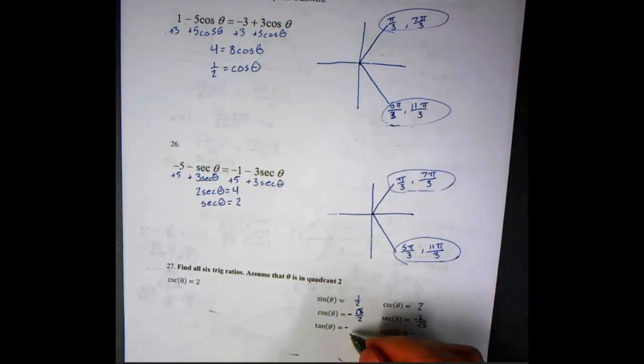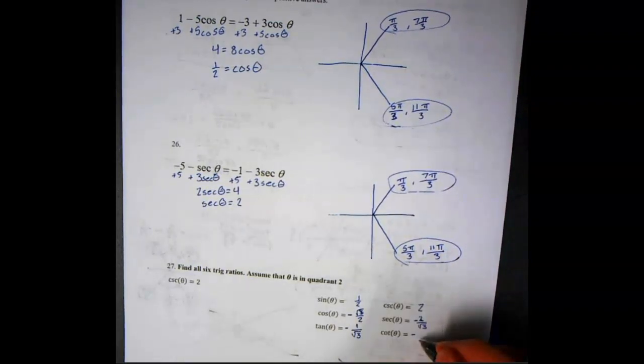And so tangent would be the 1 over root 3. Cotangent, we flip it, and we just have root 3.